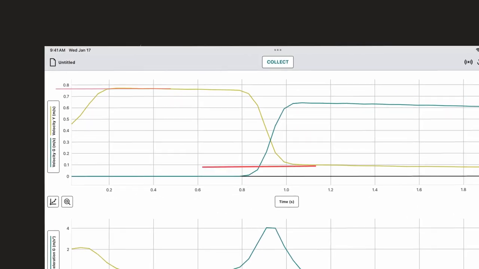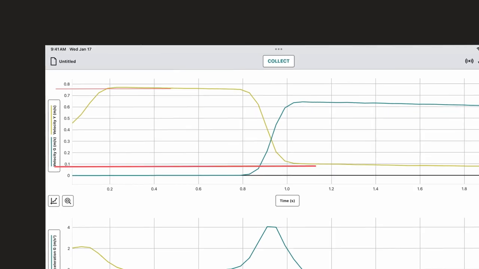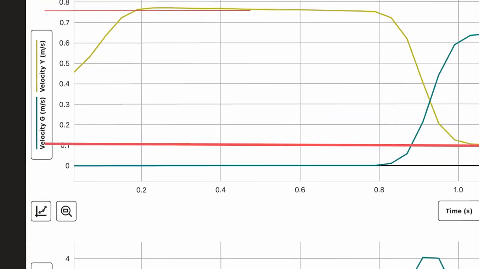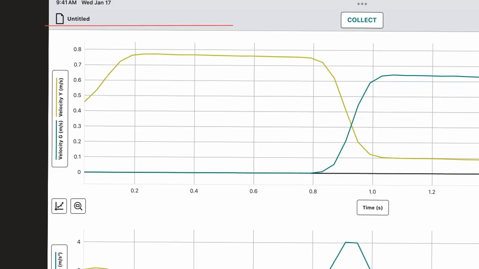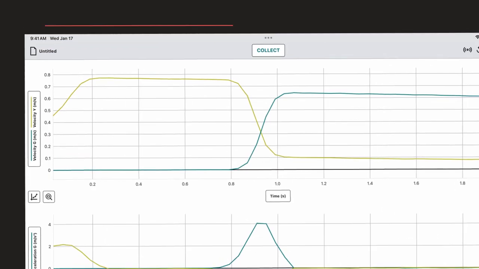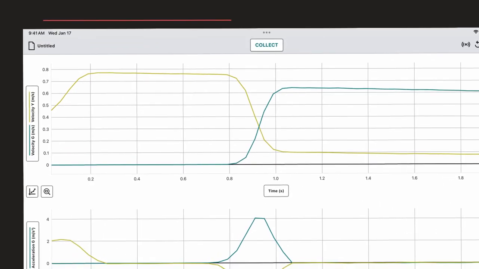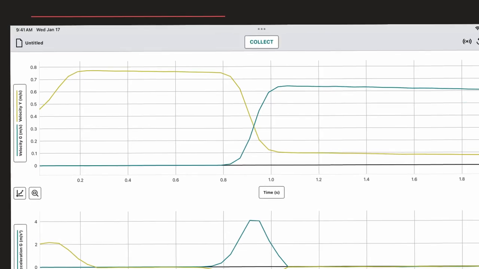I'm going to try and do the same thing for after the collision. I mean, it looks like it's right on 1. Wouldn't you guys agree? So I think, well, 0.1. So I think we can say that it's 0.1 meters per second after the collision. The green car was definitely 0 before the collision. So let's see if we can't figure out what it is after the collision.